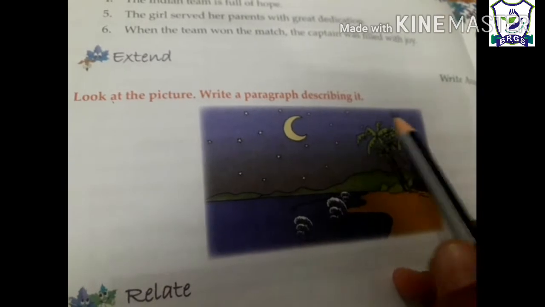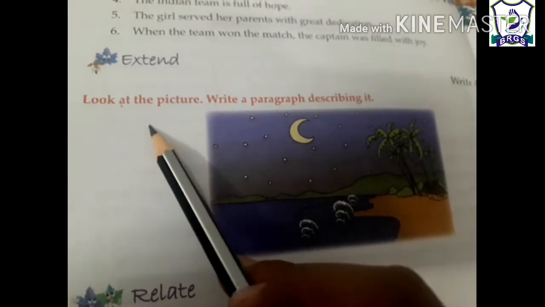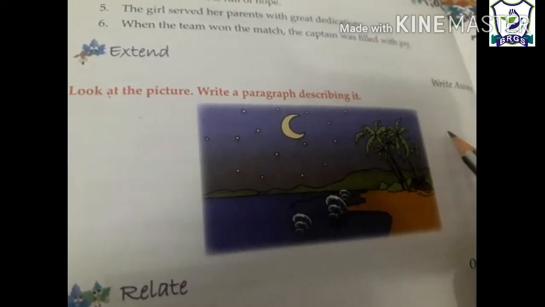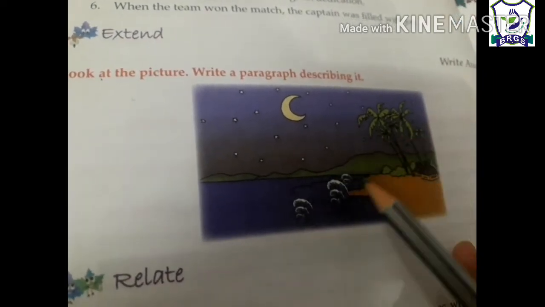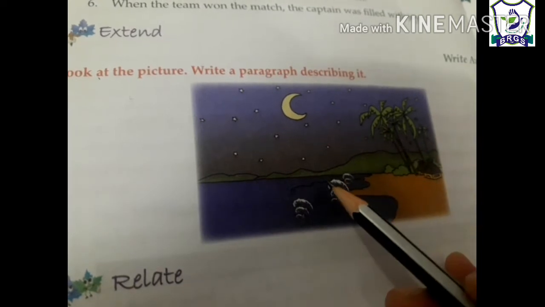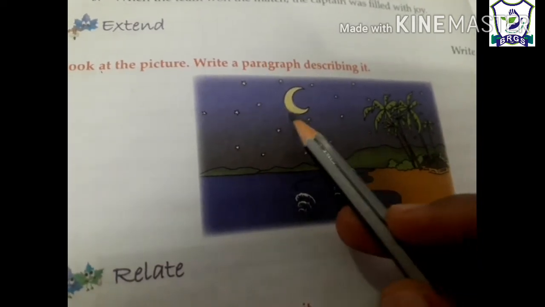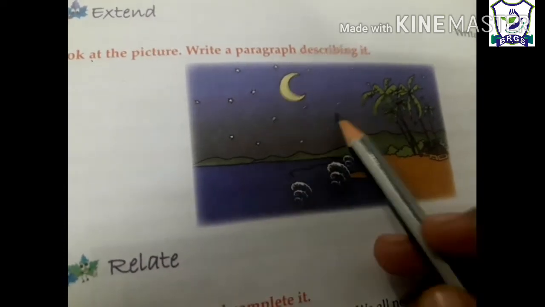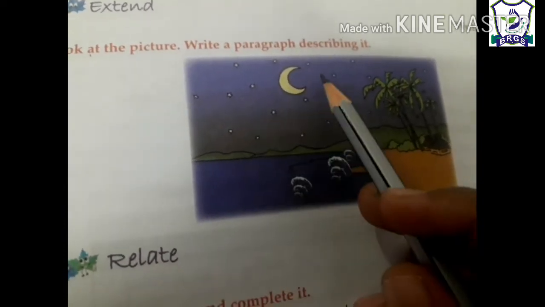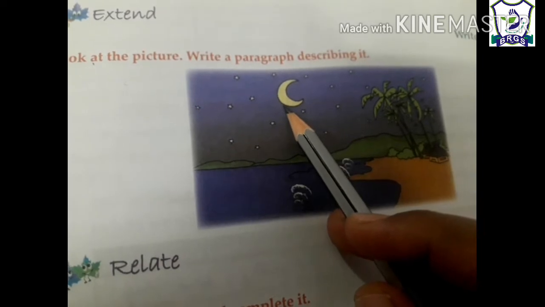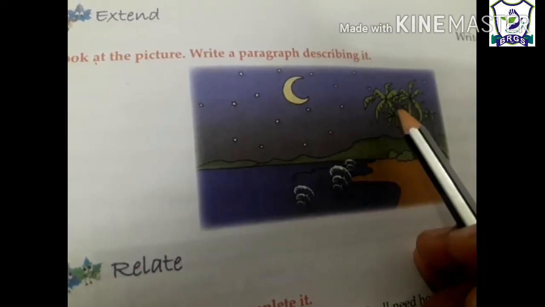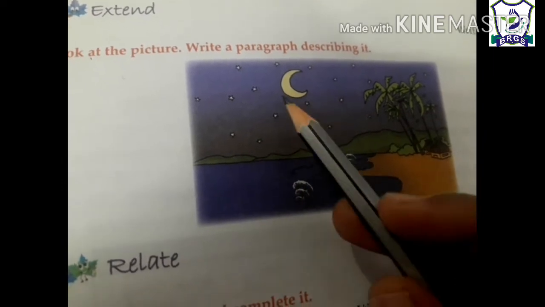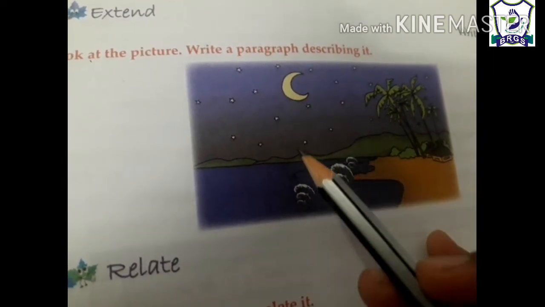Now here we have a writing section as well. Look at the picture and write a paragraph describing it. You have to do this in your notebook. You have to describe this picture, okay? We can start it like this: it is a moonlit night, dotted with stars, right? And the crescent moon is hanging over the sea. Crescent is the shape. This shape is known as crescent.